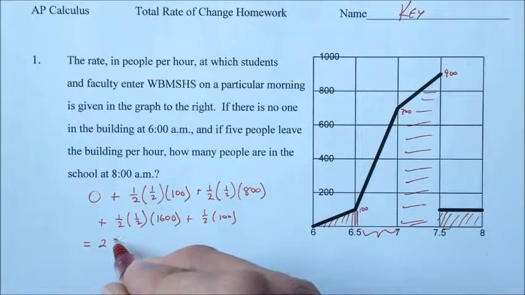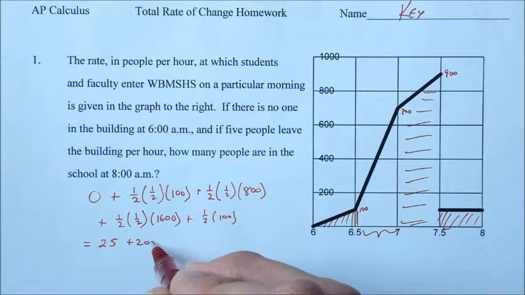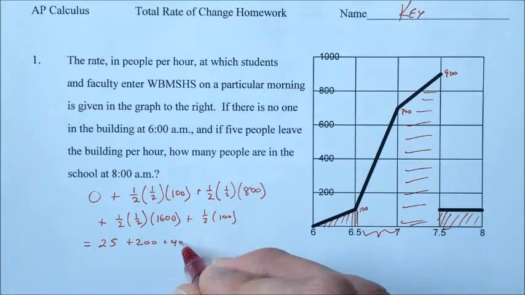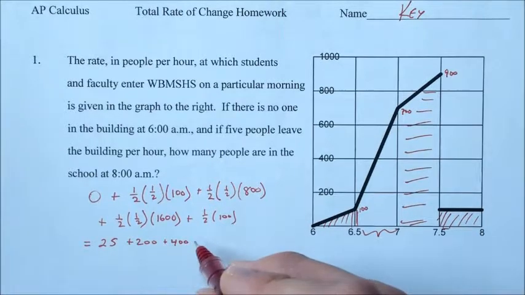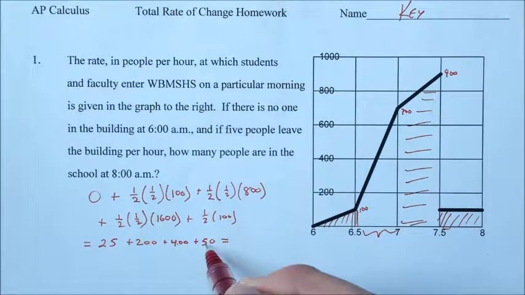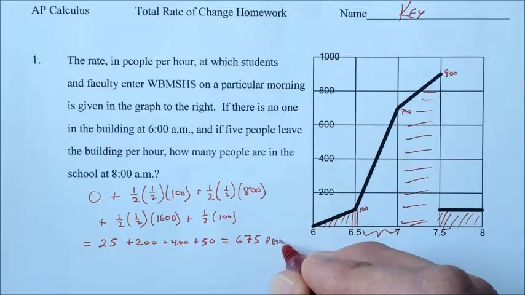Alright, so if we add all of that up, we have a quarter of 100, so that's 25. And then we have a quarter of 800, which is 200. And then we have a quarter of 1600, which is 400. And then we have a half of 100, which is 50. So we have 400, 600, 650, 675 people that have come into the building.